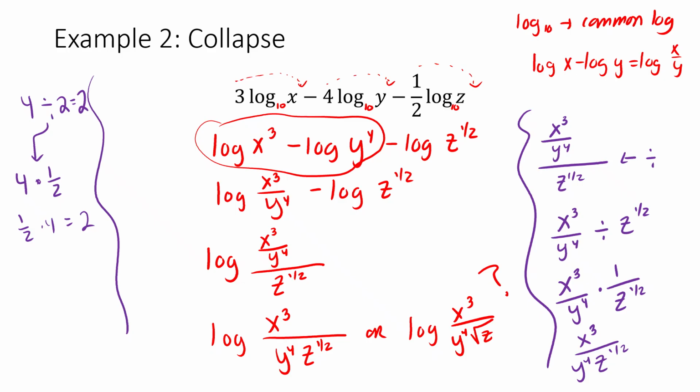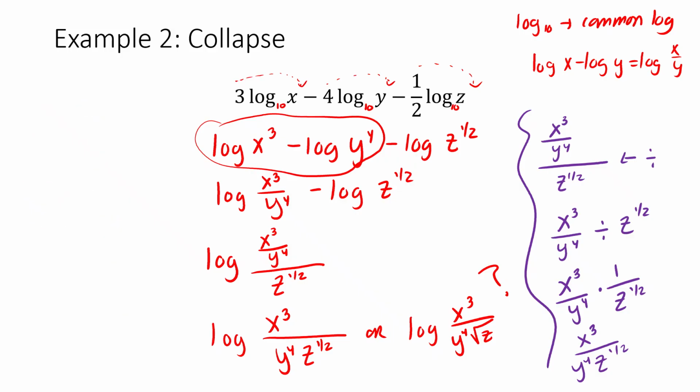Now, here's the shortcut that you were probably hoping for. Anything you see that is subtracted is going to land in the denominator. So when you see that the 4 log y is being subtracted, or the 1/2 log z is being subtracted, that is going to plant that in the denominator. If you're interested, here is one other way you could think about that.